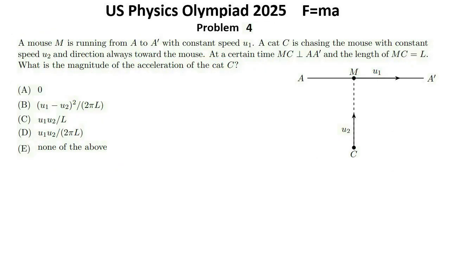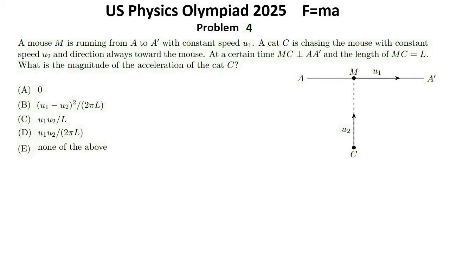Problem number 4. A mouse M is running from A to A prime with constant speed u1. A cat C is chasing the mouse with constant speed u2 and direction always toward the mouse. At a certain time MC is perpendicular to AA prime and the length of MC equals L. What is the magnitude of the acceleration of the cat C? Solution for problem number 4.